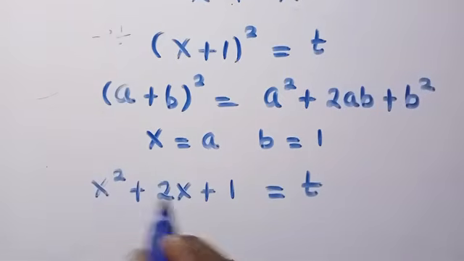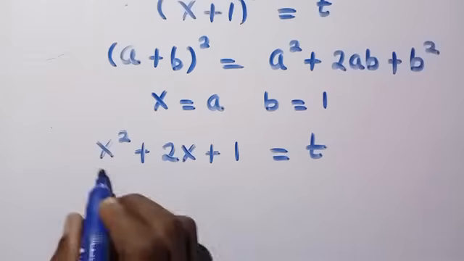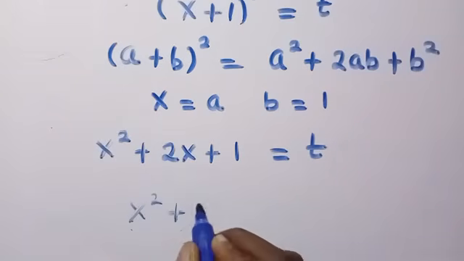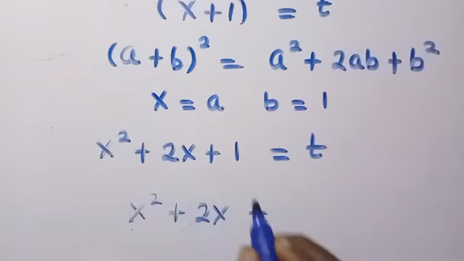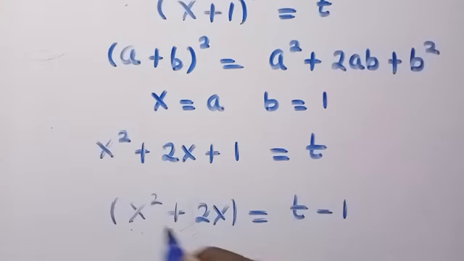We need x squared plus 2x as the subject of the formula, so let's make it the subject here. We have x squared plus 2x equals, we take 1 to the other side, t minus 1. This is what we have for x squared plus 2x, and everything is t minus 1. We are going to make this a star equation.